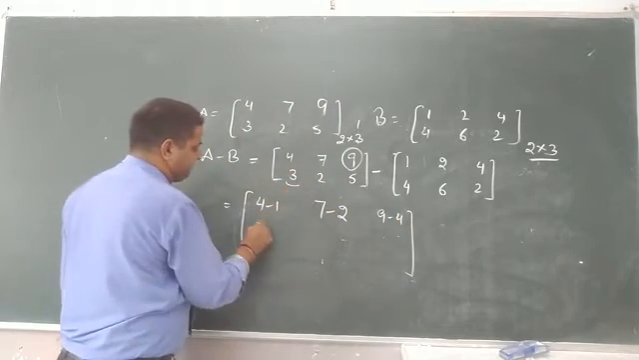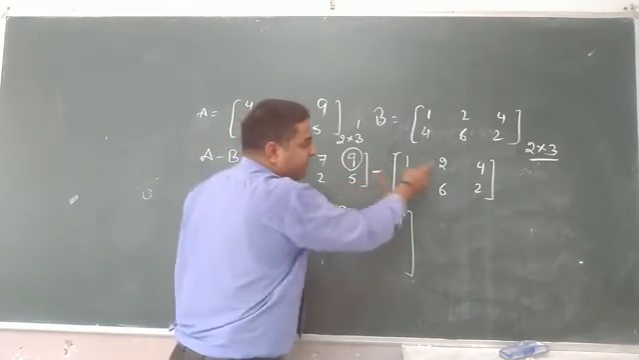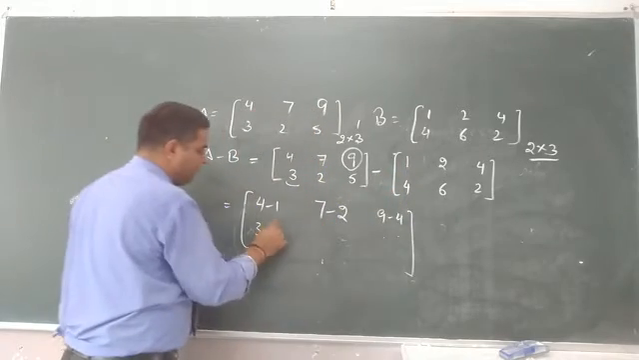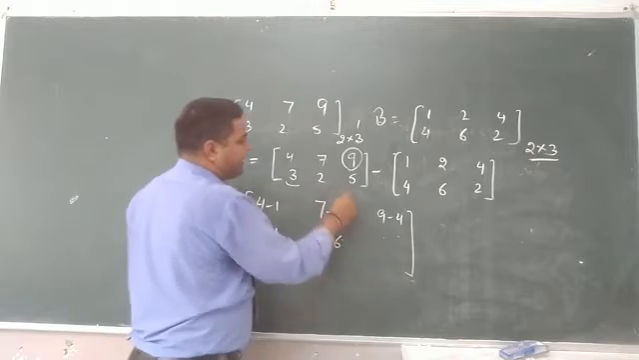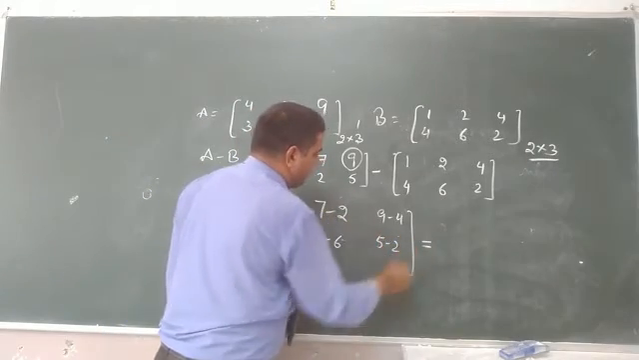Then 3 minus 4 will multiply with the whole number, 2 minus 6, and 5 minus 2. So what do we get?